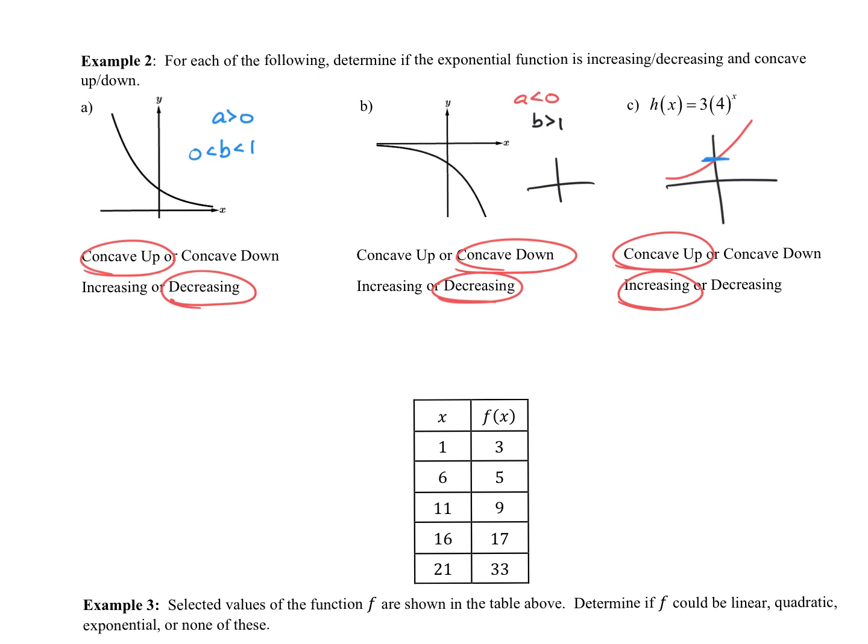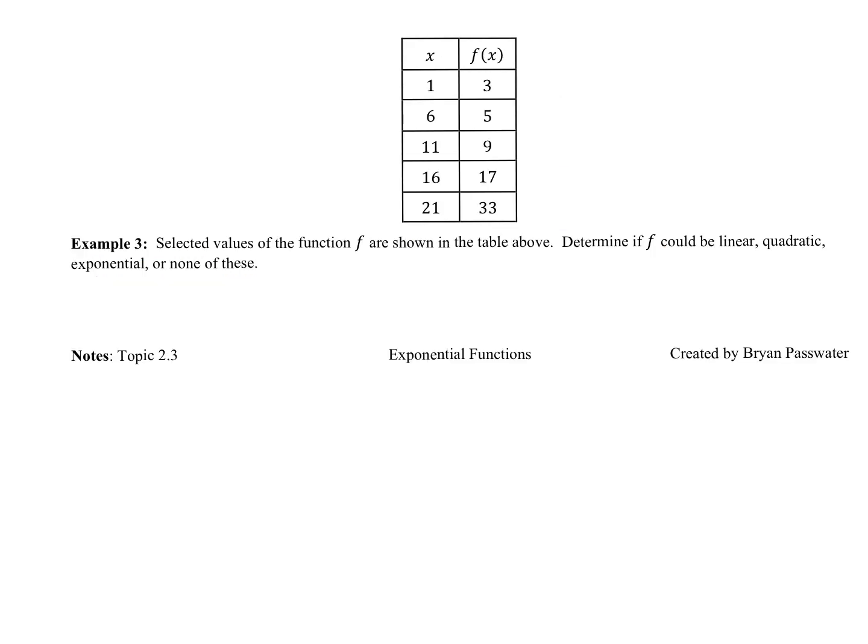Where is it crossing my y-axis? Where does it cross my y-axis? At 3. Why is it at 3? Because that's the initial amount. Because the y-axis is called what? X equals 0. If you were to substitute in 0 right there, you end up getting what? 4 to the power of 0, which is 1. 1 times 3 is 3. Fantastic. All right.